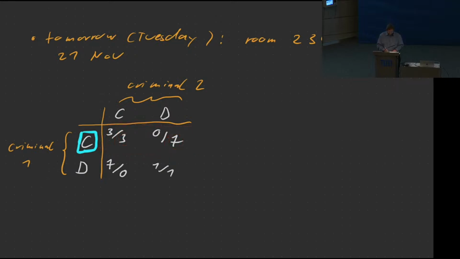And of course, in case criminal 1 chooses to deny, again, there's two options for criminal 2. He could either confess and get 0 years, or he could deny and get 1 year. So again, the better option is to confess. So what he'll do is also, he'll choose to confess. And that means the outcome of this game will be this situation. They both get 3 years.